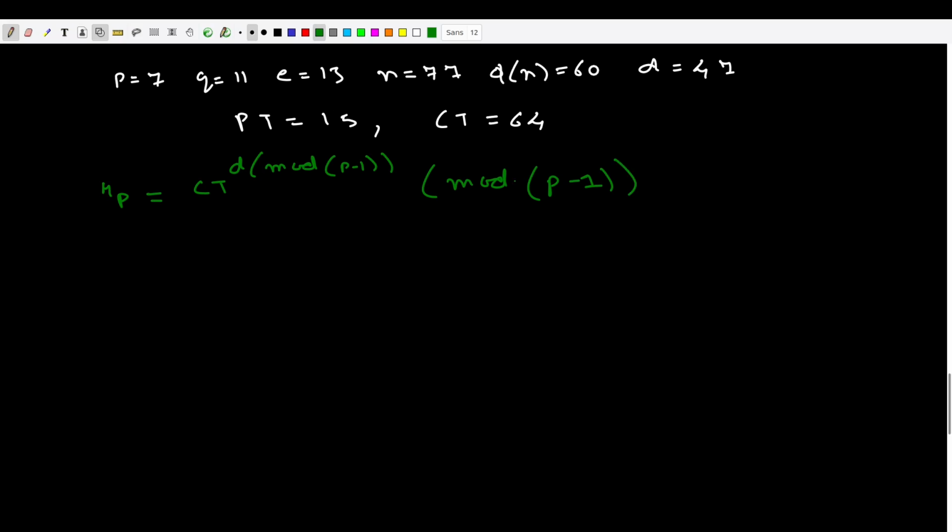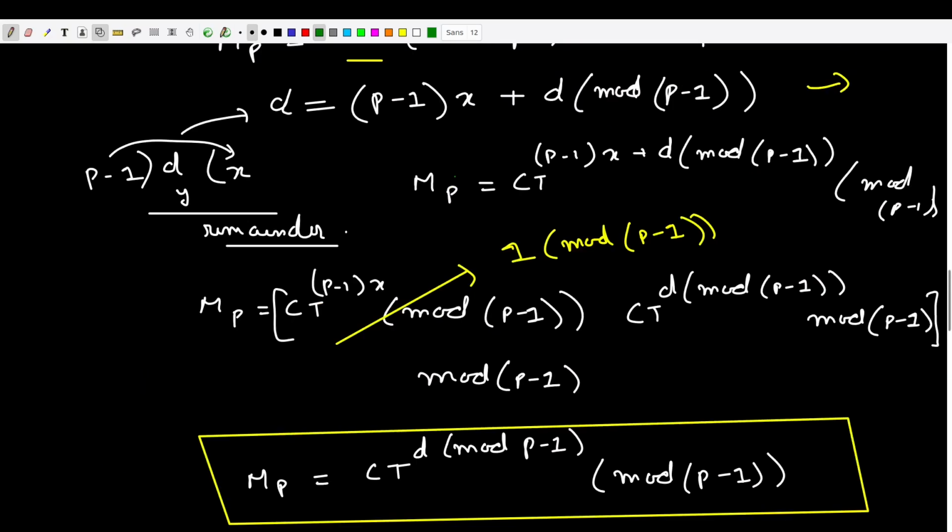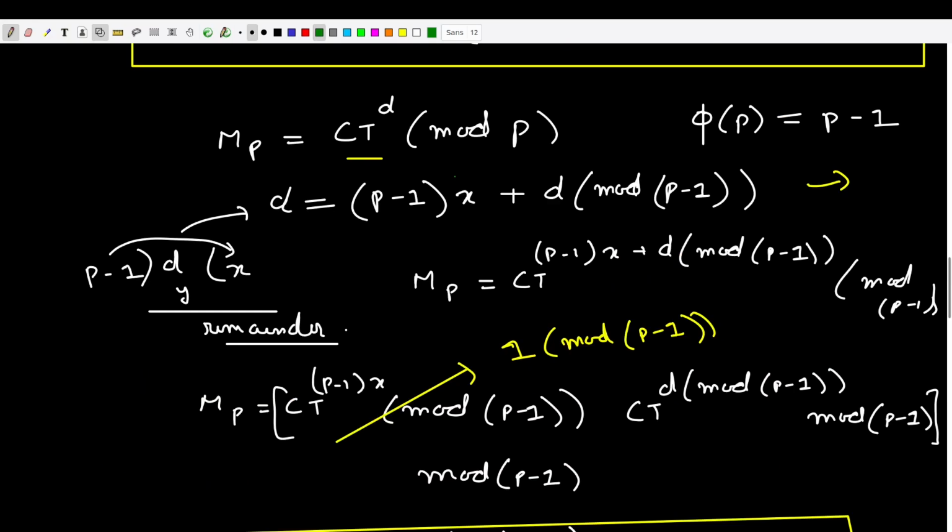I'm so sorry. Oh, okay, I am so sorry. This is just P, mod P. Let me just correct it. So sorry, this is MP equals ciphertext to the power d mod P, not mod P minus 1.